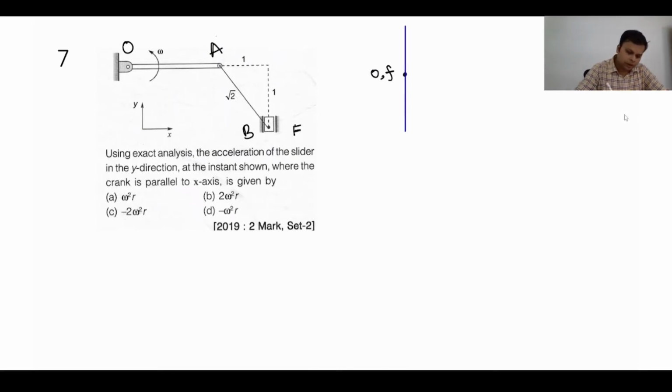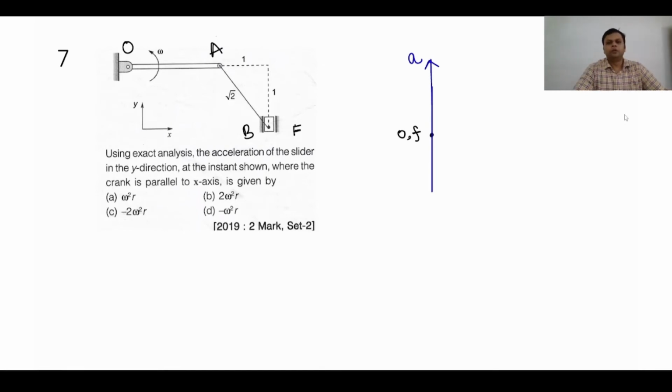Right? I will bring it a little bit downwards. So let me say this point is A. So this is V. What is this? This is velocity.